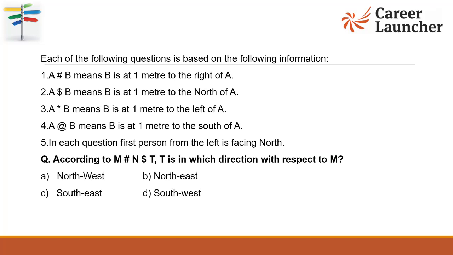M # N. So we have M facing north. # means N would be 1 meter to the right of M. $ T, $ would mean T is at 1 meter north of N. The question has been asked, T is in which direction with respect to M?